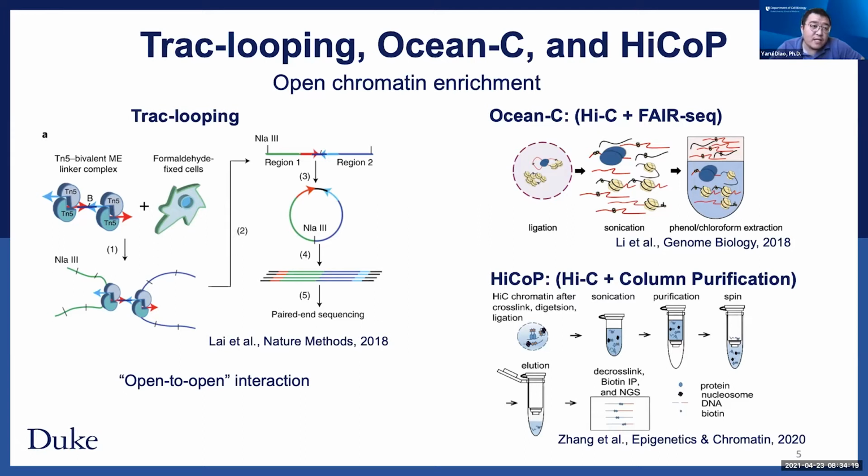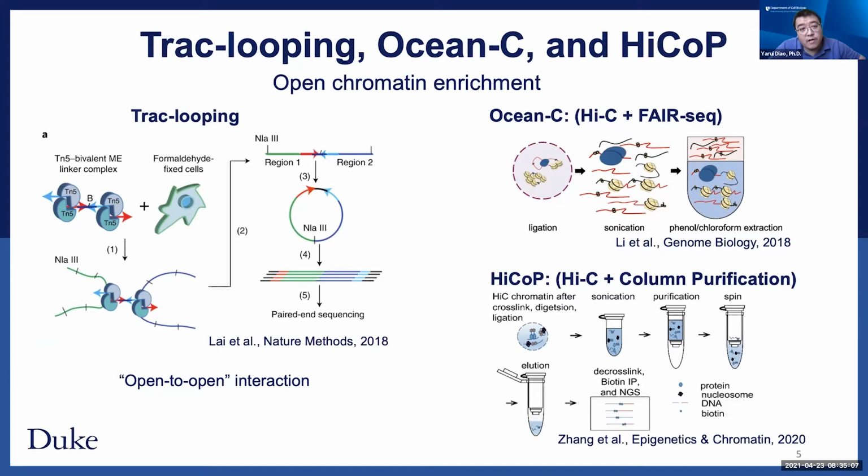The idea of Trac-looping is that we can use a long oligo that contains bivalent mosaic end sequence to assemble a pair of Tn5 transposases, and then we can use this complex to treat the cross-linked cells. If there are two pieces of DNA which are both open chromatin and proximate to each other in 3D, there is a chance that this complex can target both chromatin accessible regions. And because of the presence of this long bivalent mosaic end linker, the linker can capture the two pieces of DNA that are proximate to each other.